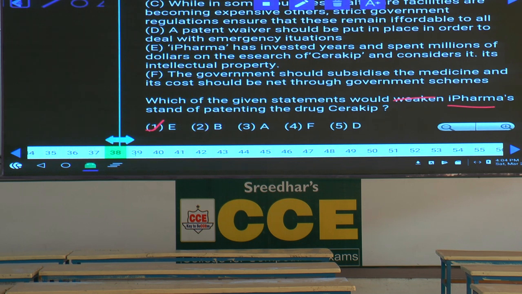Why is it E? Because they have invested most of their time and spent millions of dollars on this. They have spent most of their amount on this and the time also. Hence this is the reason why they are patenting, and this is strengthening their stand. Why they are patenting means this is the reason why we are patenting this. And if the question is about patenting, choice 1 is your answer.